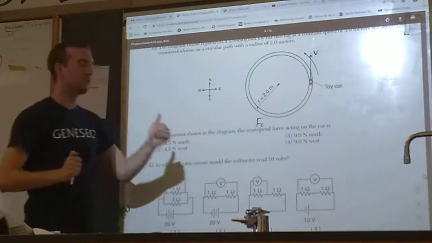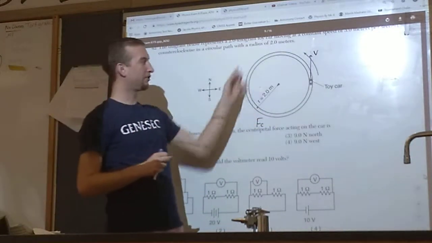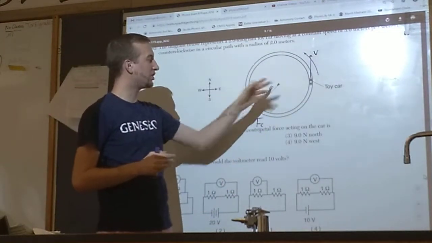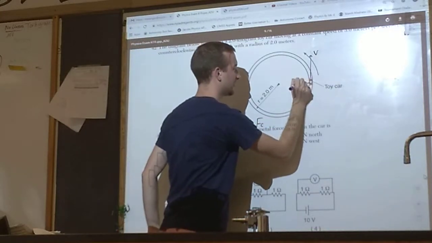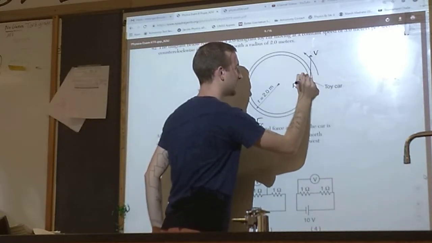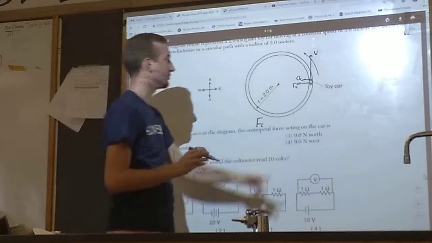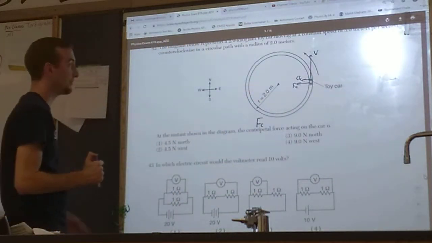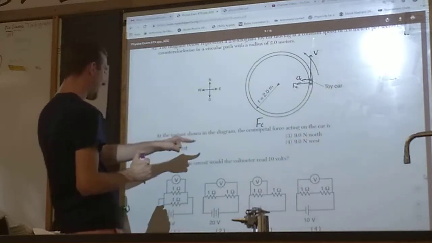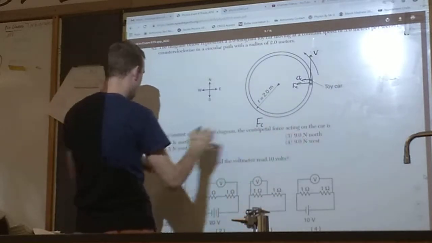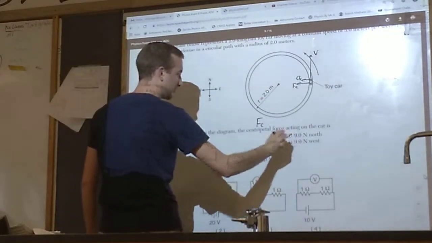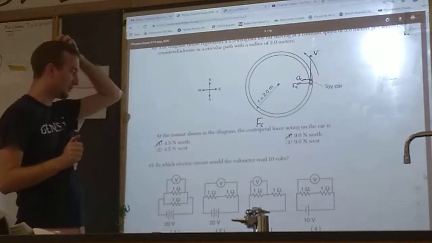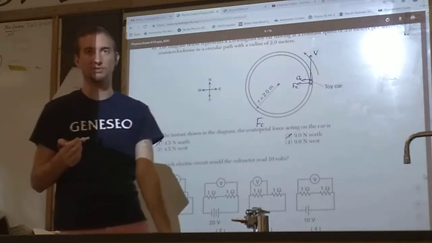So, it's moving that way. Why does it follow the curved path? It's because the acceleration and the net force point in towards the center. FC and AC point towards the center to allow the car to move in a circular path. So that means the centripetal force must point to the west. If it says to the north, those cannot possibly be the right answers. Get rid of those. So we're down to either 4.5 newtons west or 9 newtons to the west.